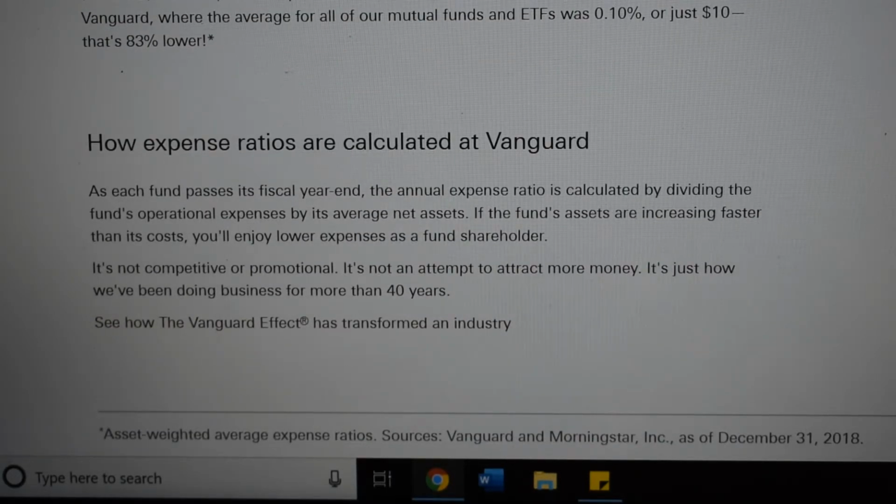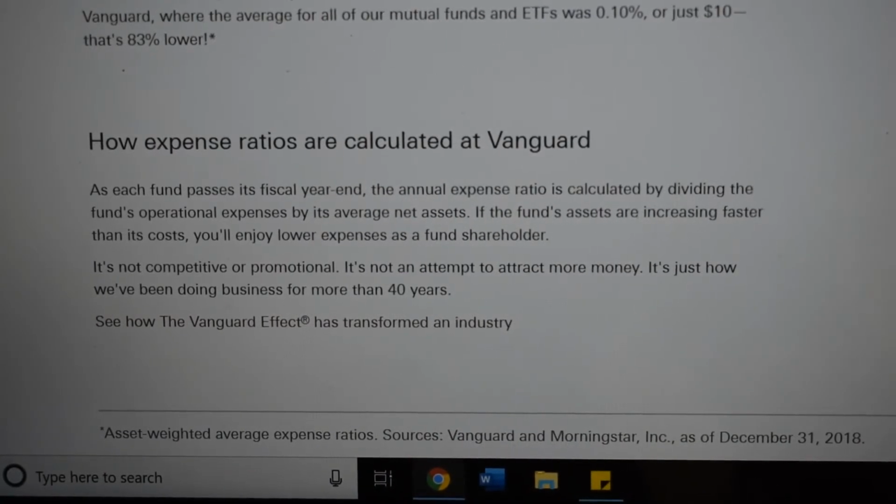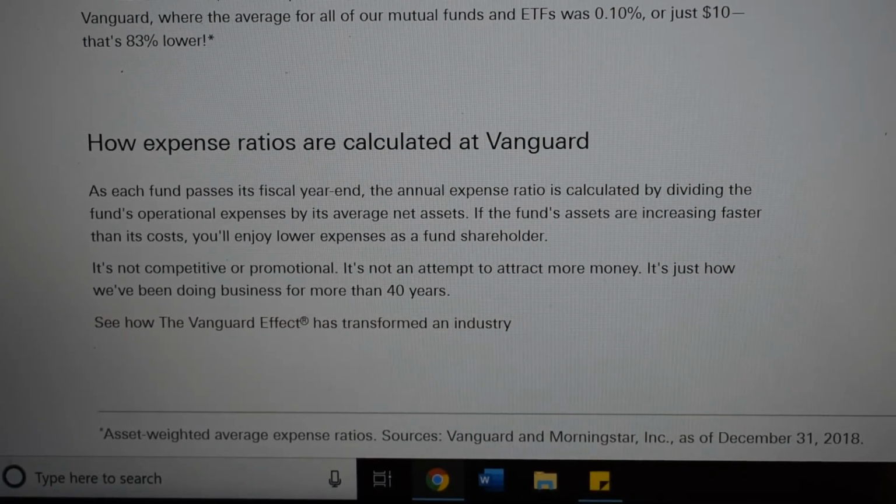How expense ratios are calculated at Vanguard. Let me adjust this. Made it worse. Okay. As each fund passes its fiscal year end, the annual expense ratio is calculated by dividing the fund's operating expenses by its average net assets. If the fund's assets are increasing faster than its cost, you'll enjoy lower expenses as a fund shareholder.